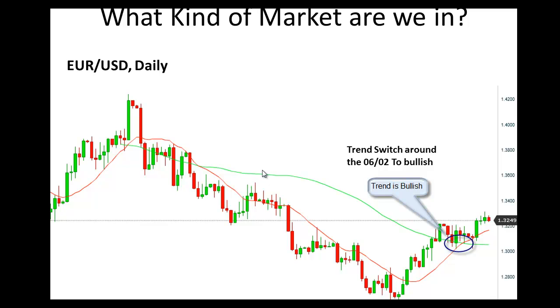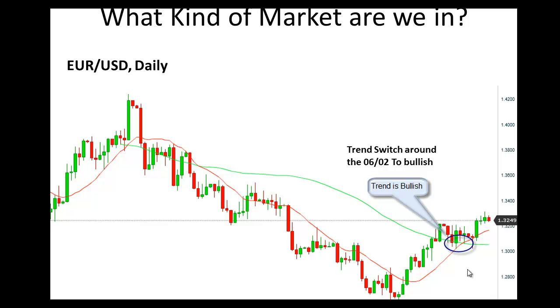What we see here is very clear: the short-term average crosses from below to above the long-term average. This is of course a bullish signal. If it were the opposite, with the short-term moving average crossing from above to below the long-term moving average, that would be a bearish sign.